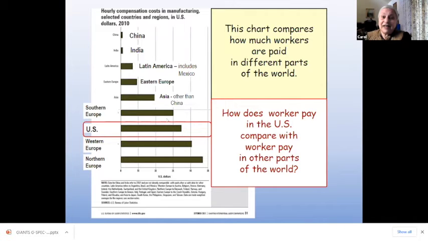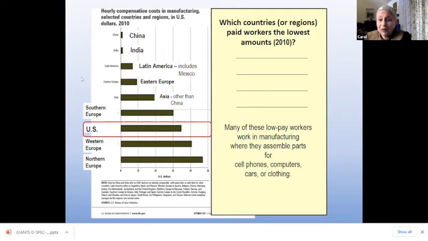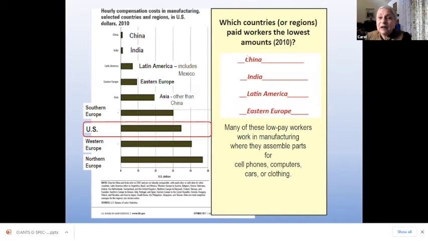And how does that compare with what workers are generally paid in the United States? Well, we ask that question and then we go, well, China, India, Latin America, Eastern Europe, those are all parts of the world where workers work for lower pay. Most of the low pay work is in manufacturing where people assemble parts for the cell phones or the computers or the cars, or even clothing is assembled from parts into the shirt that I buy.